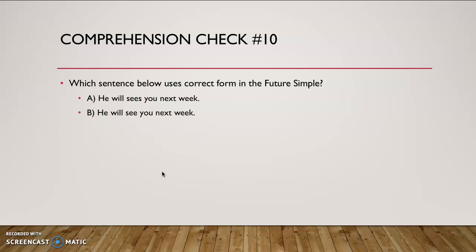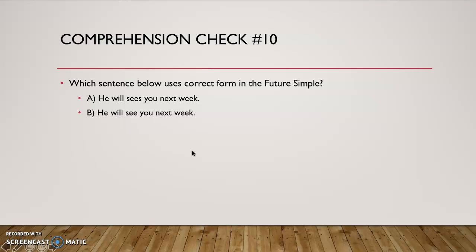All right, let's do our comprehension check 10. This is our first comprehension check of the future tenses. The question is, which sentence below uses correct form in the future simple? Is it A, he will sees you next week? Or is it B, he will see you next week? Pause the video, take an educated guess, and we'll be right back.